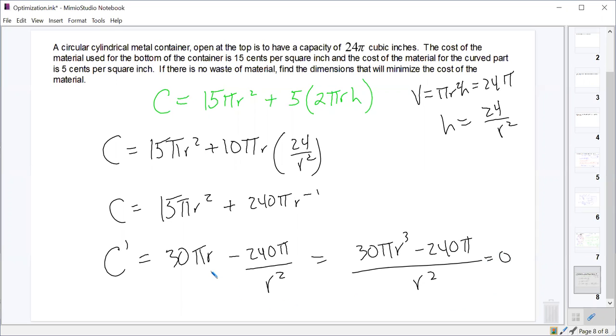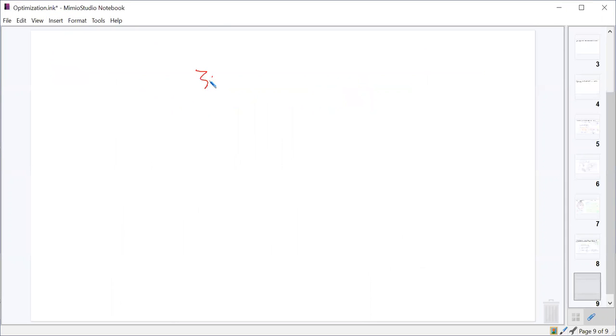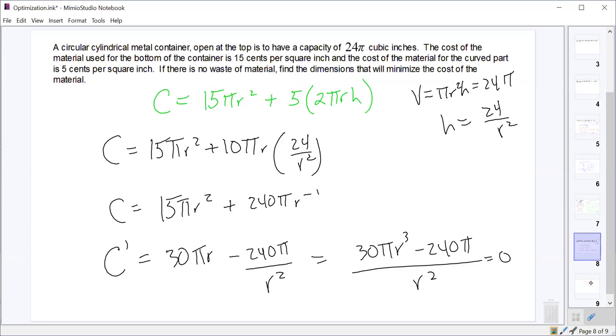That tells us that, so a new page where we got a little more room. We got 30 pi r cubed equals 240 pi. So we'll cancel the pi's, divide, we got r cubed equals 8, or r equals 2. I think it was what, 2 inches? Yep, 2 inches.